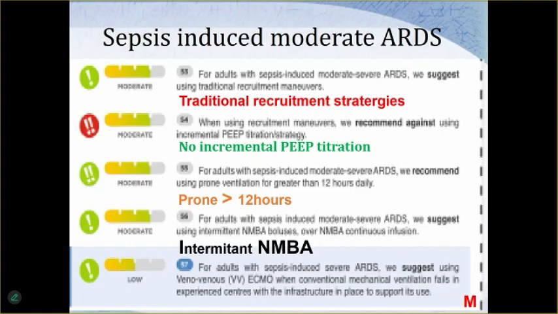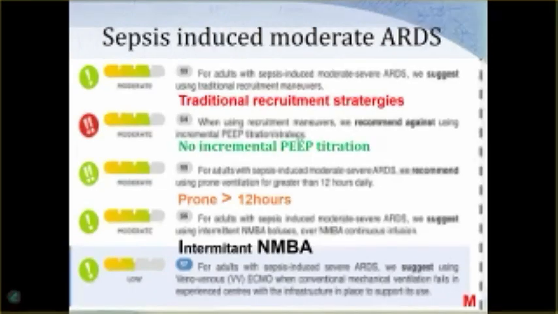And about intermittent neuromuscular blocking agents, they recommend us to give intermittent boluses rather than an infusion. So that has moderate evidence and weak recommendation. And lastly, if I talk about ECMO, if the lung is so bad and if we can't go on conventional ventilation, if we have the facility to go on ECMO, that is a way forward.